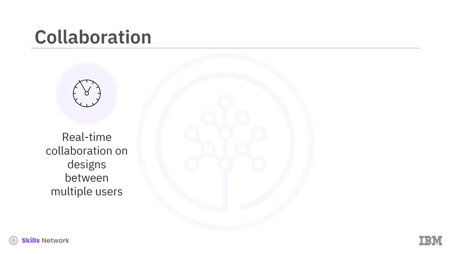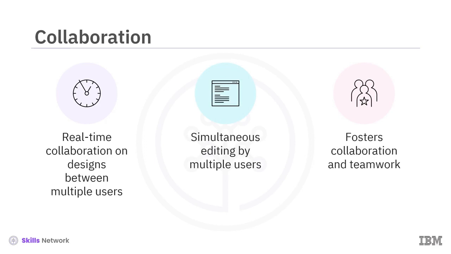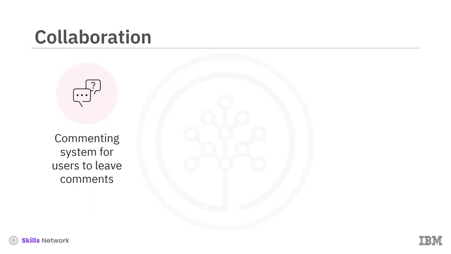Real-time collaboration is one of the critical features of Figma. Multiple users can edit the same design simultaneously, making it easy to collaborate and work together, even when team members are in various locations. Figma's commenting system is a feature that supports collaboration. Users can comment on specific design elements that other team members can address.